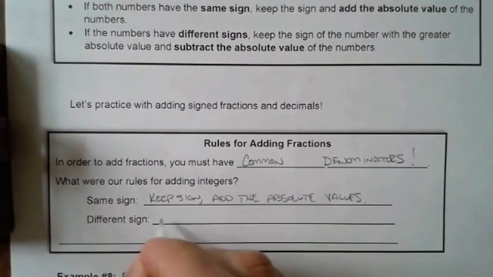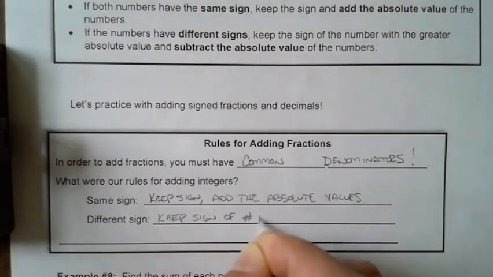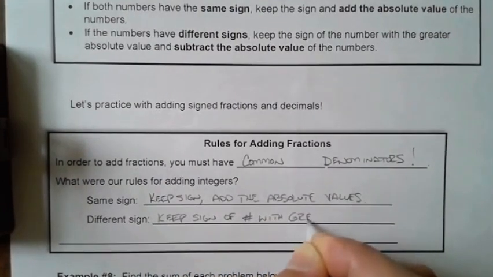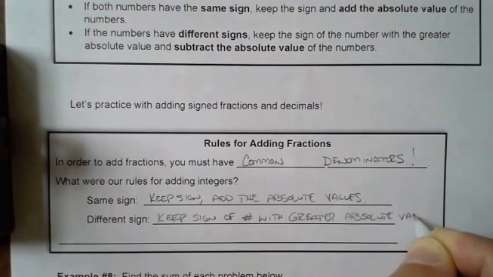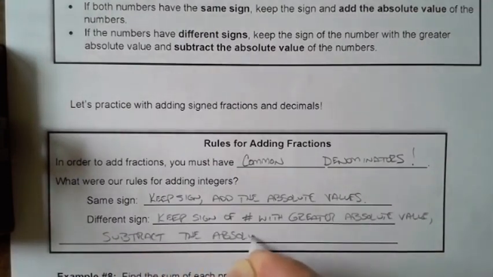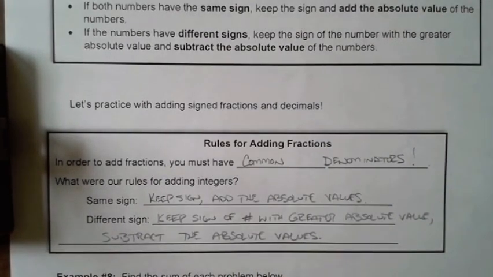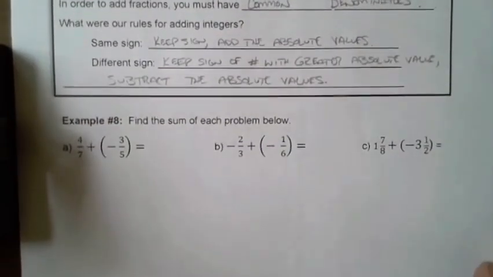But if they were different signs, we will keep the sign of the number with the greater absolute value, and then we will subtract the absolute values of the numbers. It's very important to understand absolute value. That's a number's distance from zero. If they're different signs, you keep the sign of the number with the bigger absolute value and then subtract those absolute values. So why don't we put that into practice down here with a few examples.